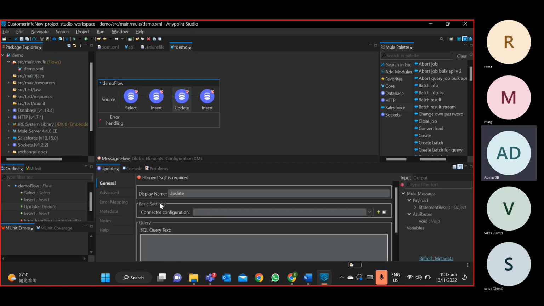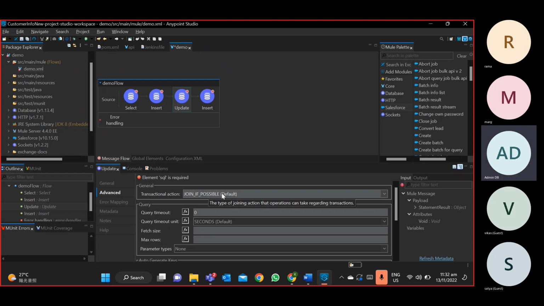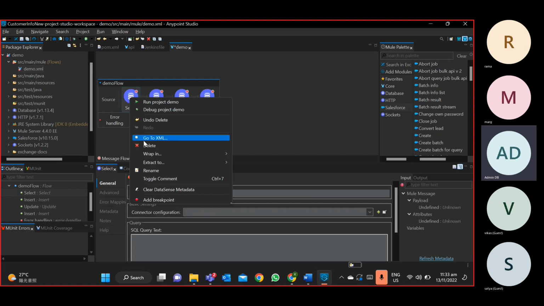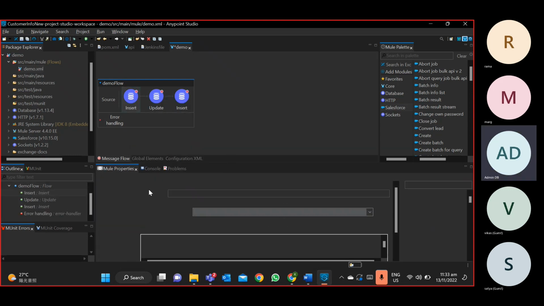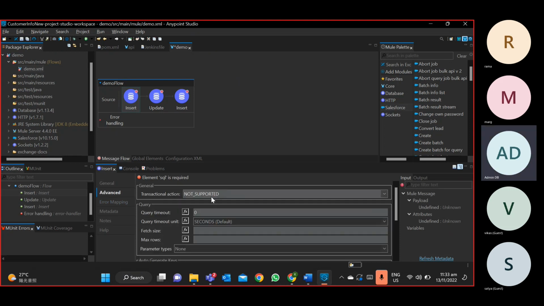So here we have selected join if possible. These two will join the transaction only if any transaction started in earlier phases. Here, in the first one, we have given not supported, so it will not be involved in the transaction. So before these two operations, there is no transaction, so these two operations will not be involved in the transaction, since the first is not initiating the transaction.